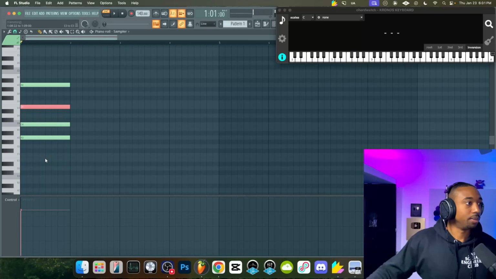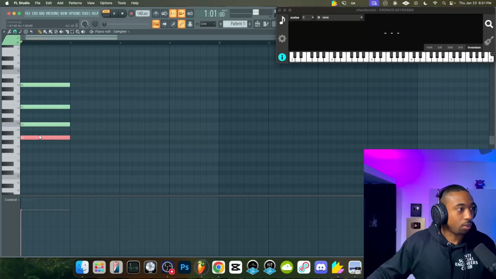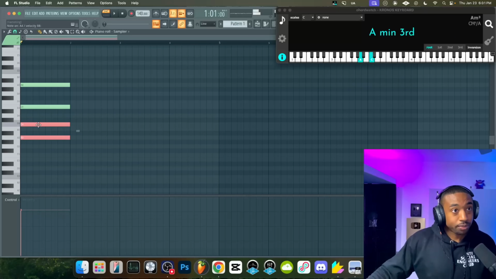So let's pull this back up and then we count from A. So we have A, which is 0, 1, 2, 3, which is the minor third. Okay, just to show you guys on screen, minor third. And then 0, 1, 2, 3, 4, 5, 6, 7. So play all those notes together, A minor.